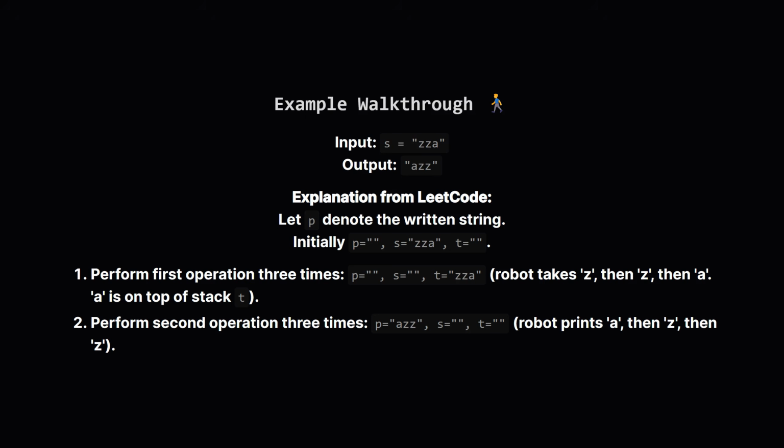Now the robot prints from its hand t to the paper p. It takes the top character a from t and prints it. Paper p is a. Hand t is z, z. Then it takes z from t and prints it. Paper p is az. Then it takes the last z from t and prints it. Paper p is azz. Hand t is empty. The final string is azz, which is indeed the lexicographically smallest. The question is, how does the robot decide when to move from s to t and when to move from t to p? That's the core of the problem.